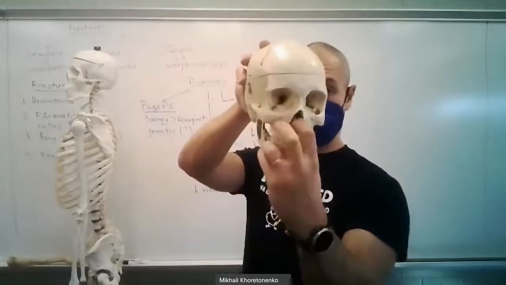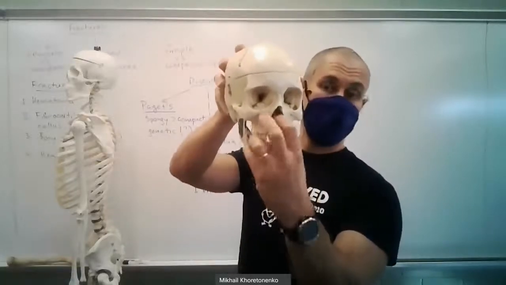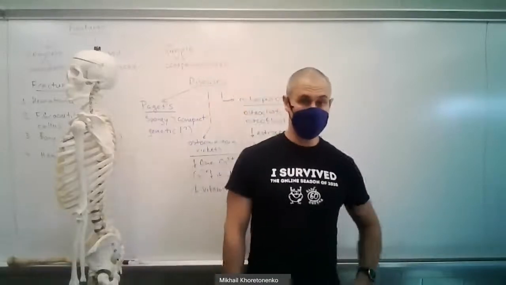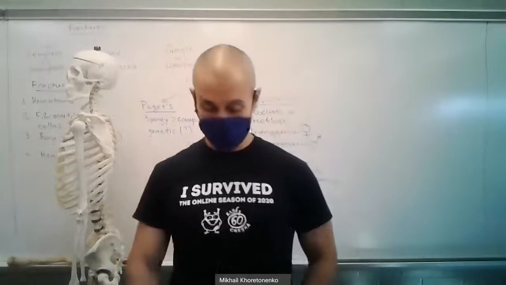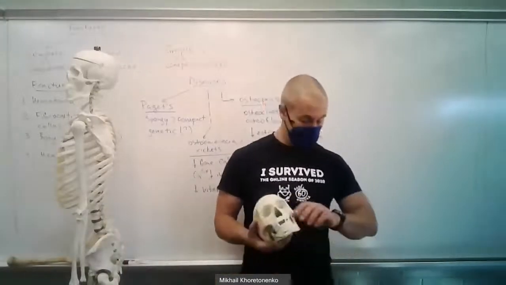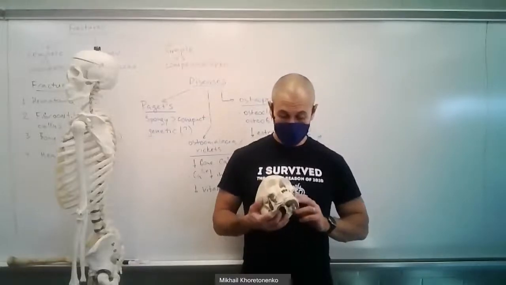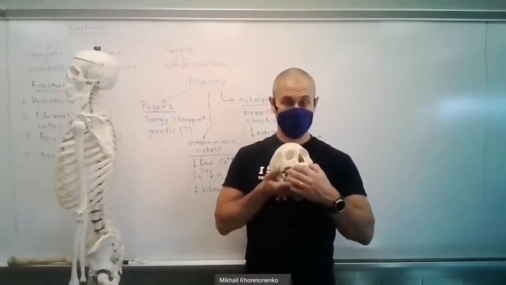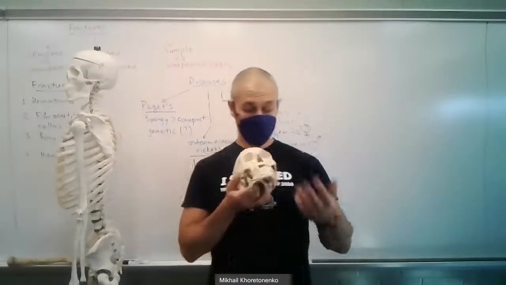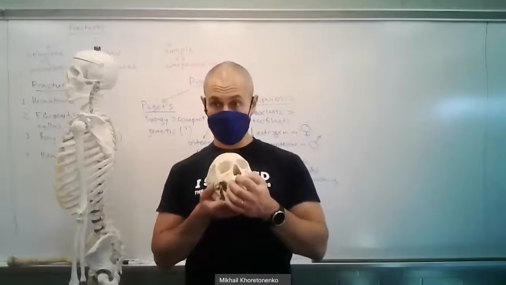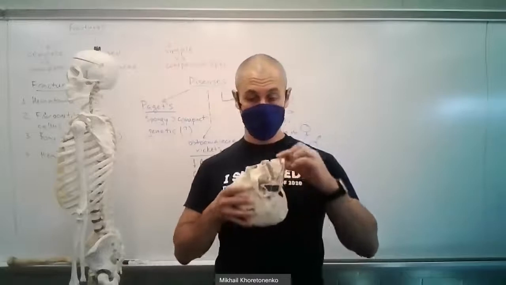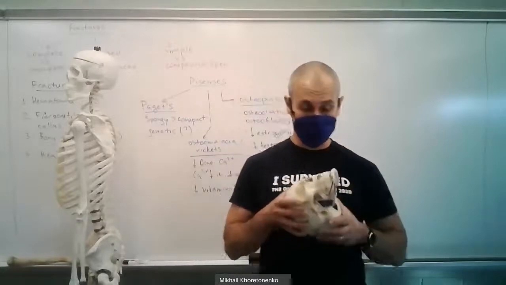On the sides of your nasal cavity, at the bottom, you can see a couple of bones that look like folds. Those are inferior nasal concha. They essentially increase the surface area inside of the nasal cavity. These bones here, that's the maxillary. Upper jaw, it's two bones fused together. This is the only movable bone in the skull.